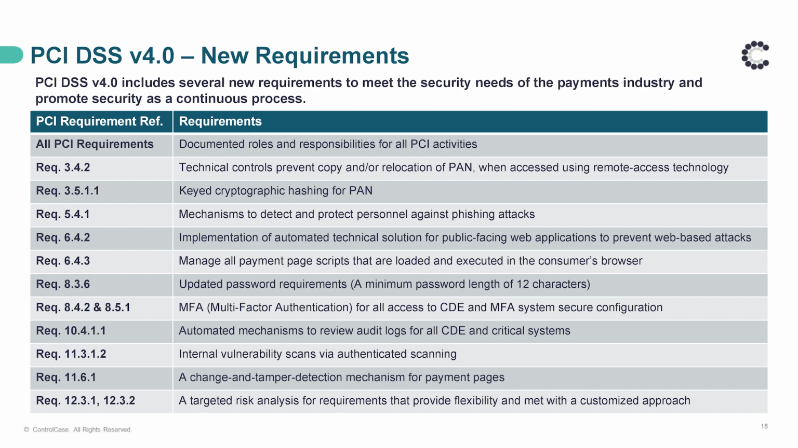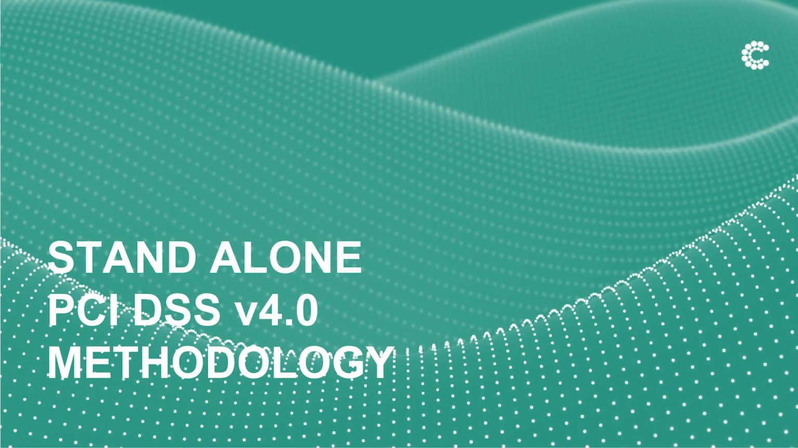And the last example is requirement 12.3.1, 12.3.2, a targeted risk analysis for requirements that provide flexibility in terms of frequency, the example which we took of anti-malware scan earlier, and all the requirements which you decide to meet with the customized approach, even that requires its own risk assessment. So these are a few examples of DSS 4.0, and that will give an idea of what the changes are, right? And in a few cases for an organization, there are major changes.